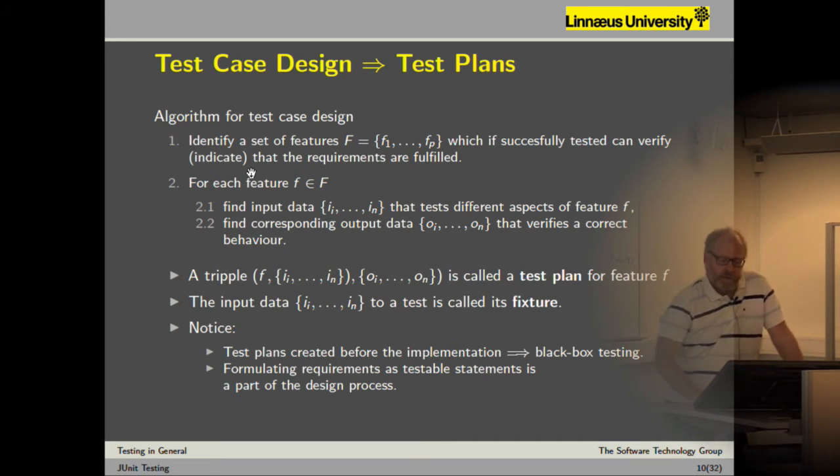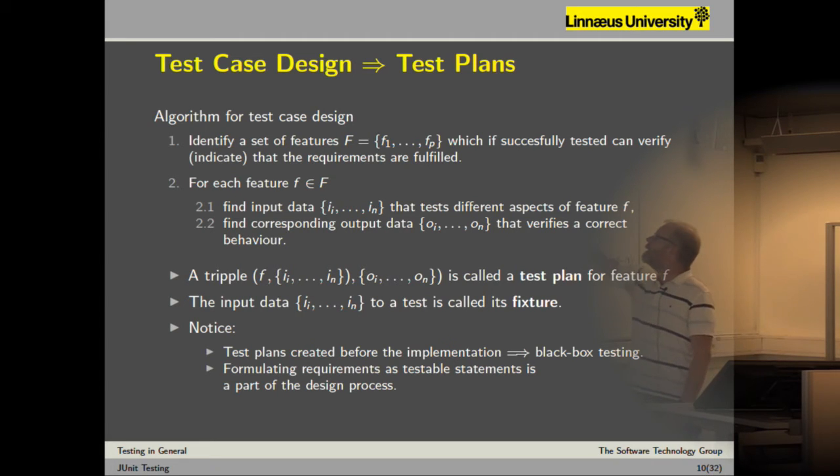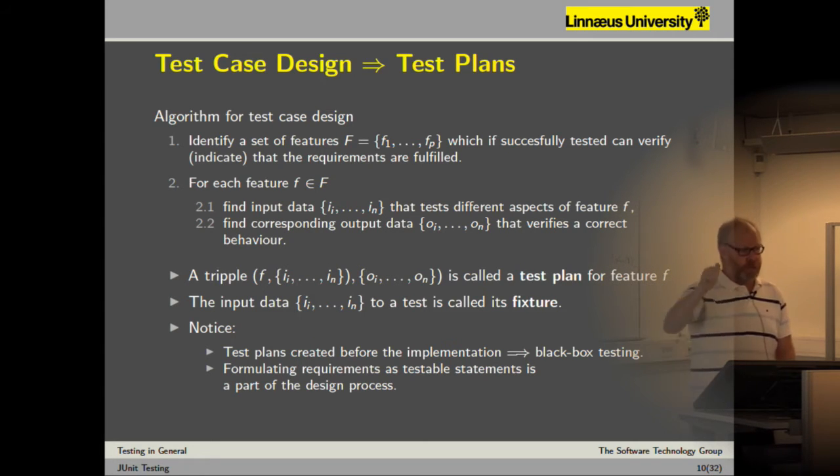So what I'm trying to say here is that a feature might be just a method, in this case. If I would like to check that this method is okay, I need a number of input data and I need a corresponding set of output data. So when you test your method, you should come up with a number of these pairs, where you think, if I can make this one work, then my method is working.